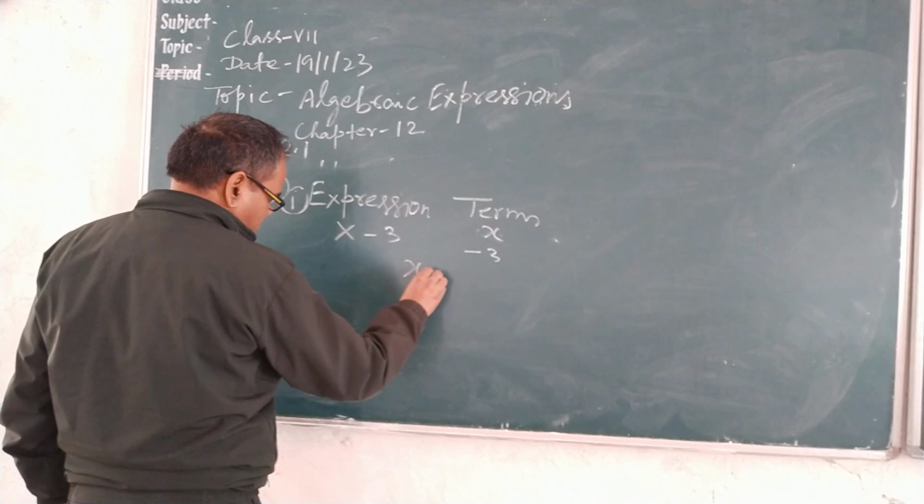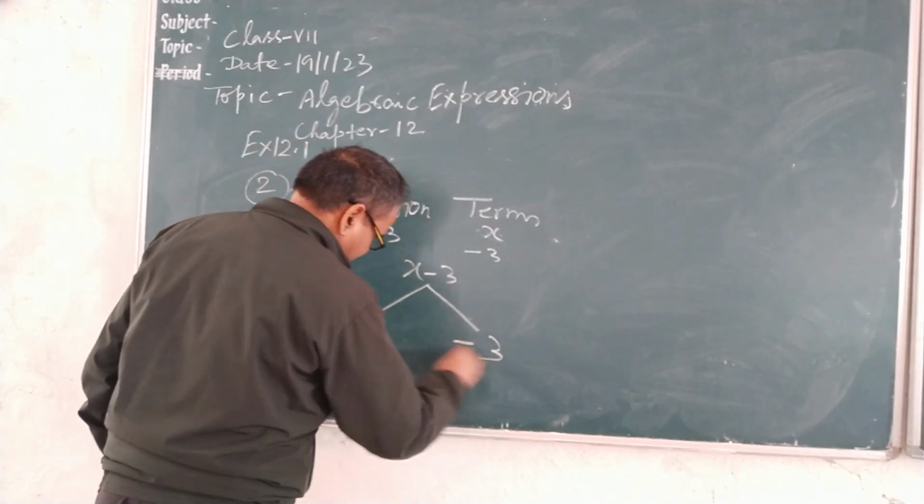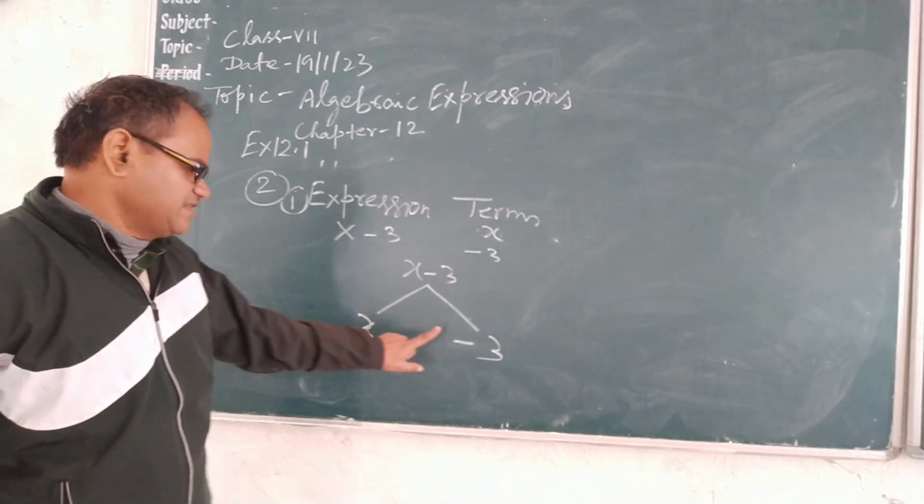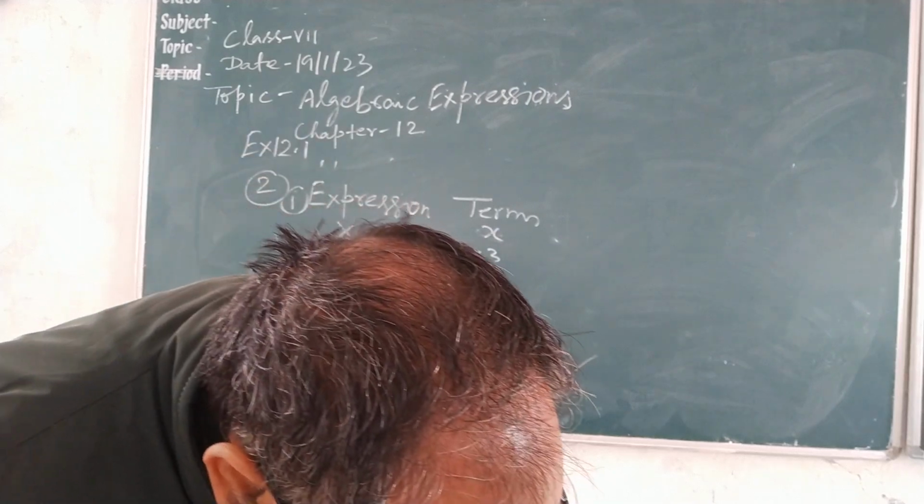This is x minus 3. Just like this x, this is x, and this is minus 3. X minus 3. This is x, and this is minus 3. Okay? Now look here. Now one more question I am doing here.